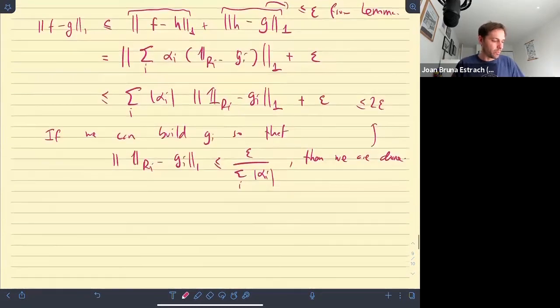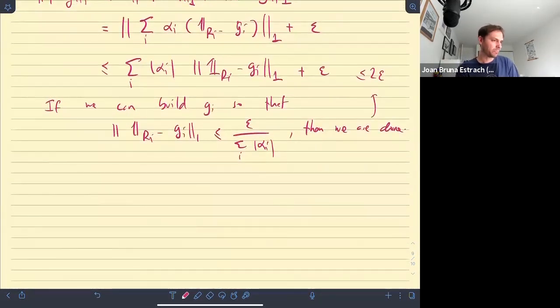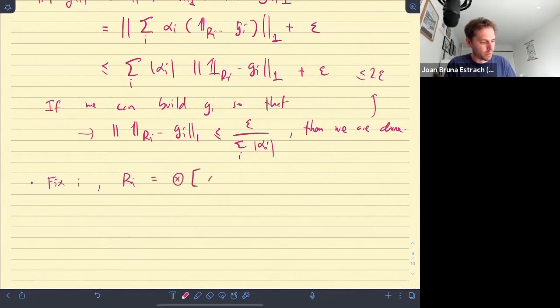Okay. So if we look at this problem, we can convince ourselves that this is indeed possible: that we can write an indicator of a rectangle with neural networks. For this, I'm going to focus on one of the rectangles, the rest is analogous. So we fix one rectangle, and let the corresponding rectangle R_i be of the form, let me write it like this, a product of intervals. I'm just dropping the index i here.